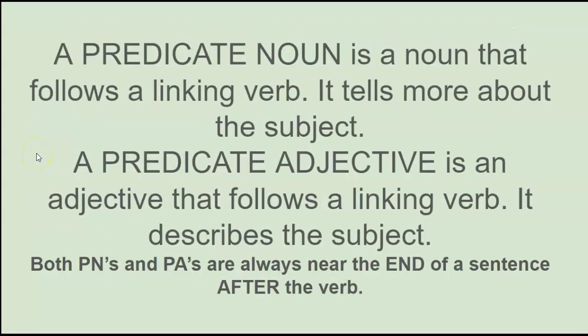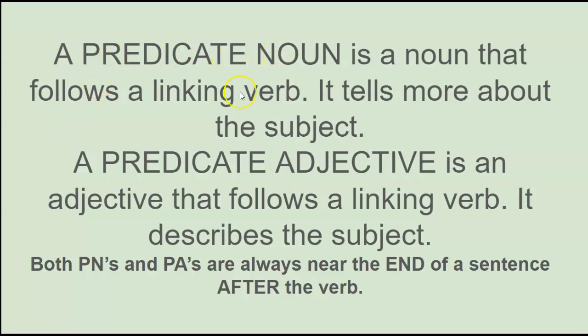A predicate noun and a predicate adjective, those are the things that come after that linking verb. Predicate nouns are going to tell you more about the subject. We had that lady's name, Bess Powell, and director. They're telling us that she's a director. It means the same thing. Predicate adjective is going to give description information after that verb. So it could say Bess Powell was kind. Kind would describe her after the linking verb was.